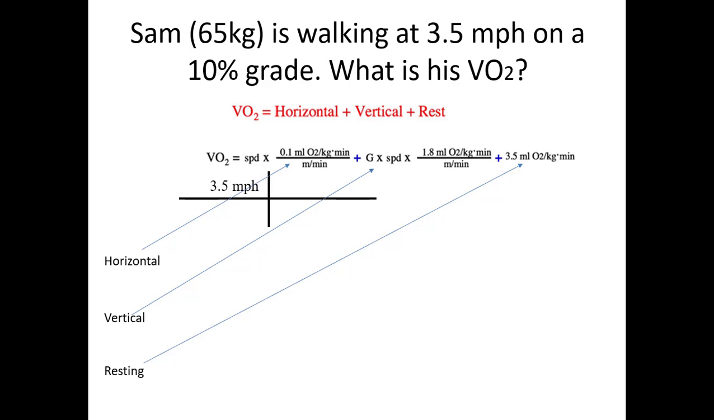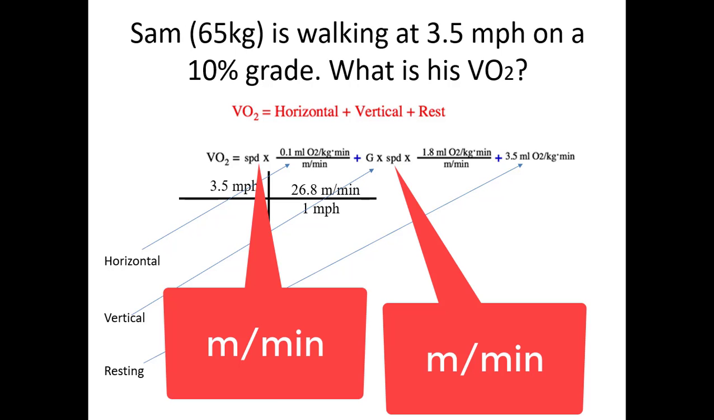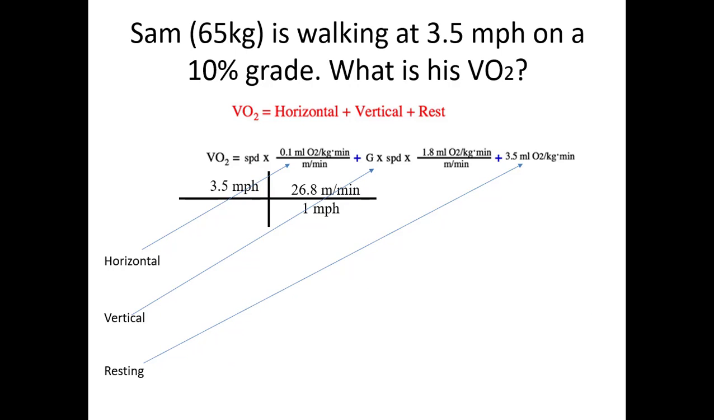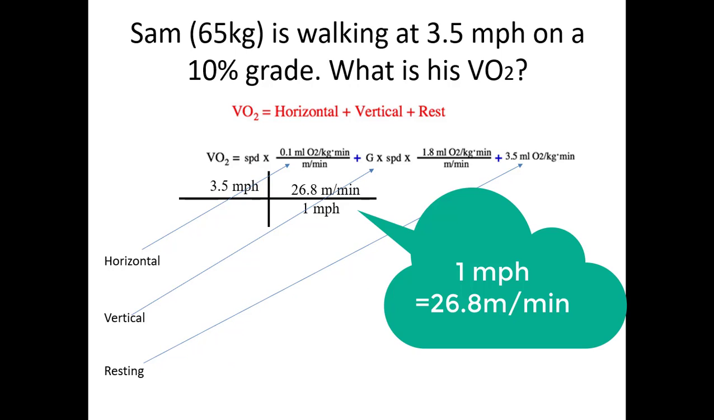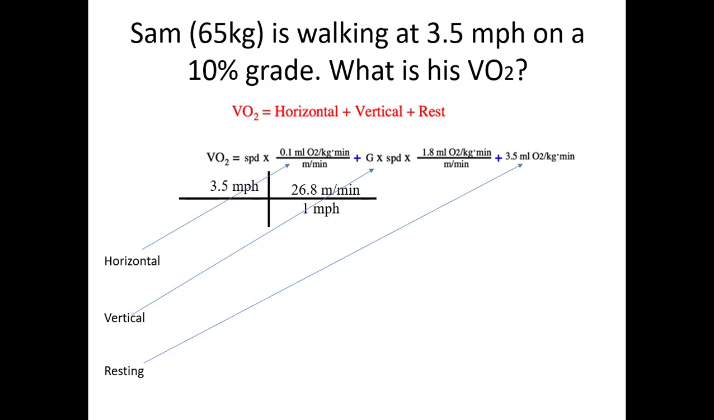3.5 miles per hour, but did you remember I said the speed in the VO2 equation is in meters per minute? So we must convert. How? Because 1 mile per hour equals 26.8 meters per minute. So if someone walks at 3.5 miles per hour, the speed is 93.8 meters per minute. Does that make sense, class? So 3.5 miles per hour is equal to 93.8 meters per minute.